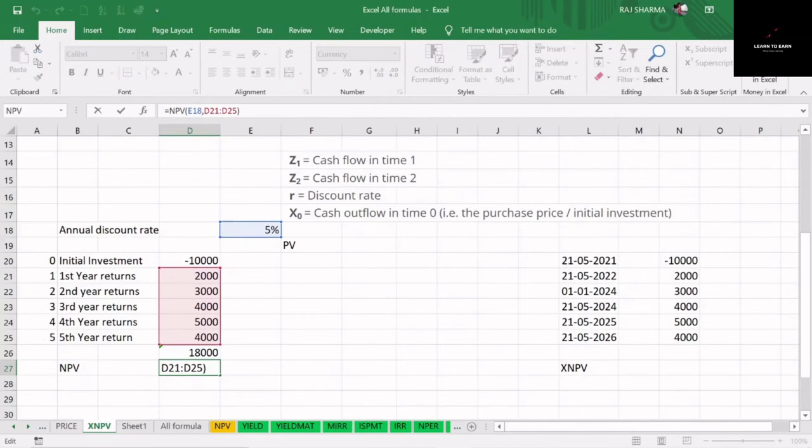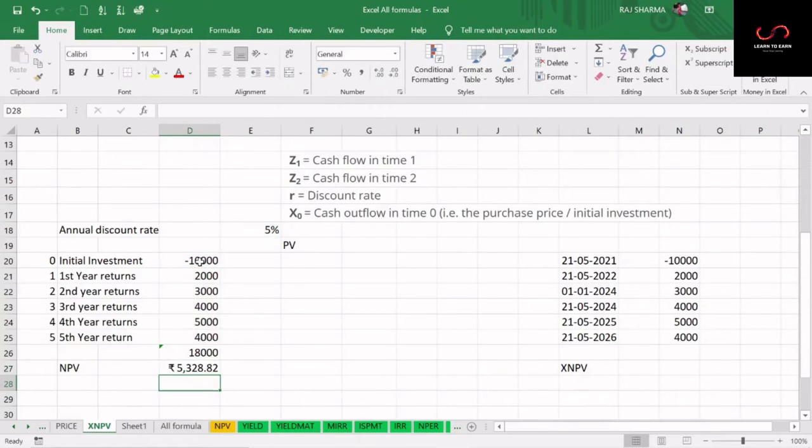Now in this case, as my initial investment is in minus, I will simply add it. If I subtract it, then it will be a double. So I add it to work out my net present value. My net present value of these future receivables is going to be 5,328. So this project makes some sense because I am getting a positive return.